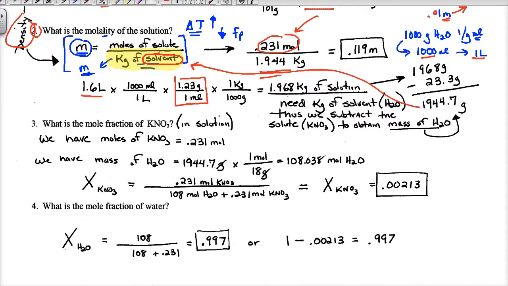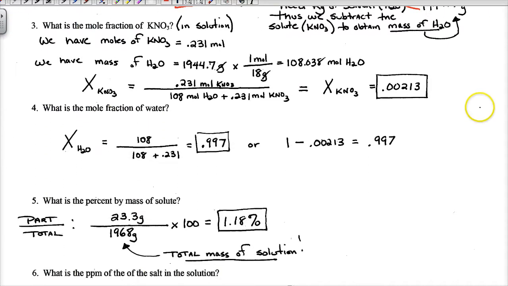Okay. What's the mole fraction? It's just comparison of moles. So as I say, we have the moles of KNO3 already, 0.23 moles. Why? Because we converted the grams given in the problem. And we already have the mass of the water that I just calculated from above. So now I'm going to convert that to moles. To do a mole fraction, it's part over total.